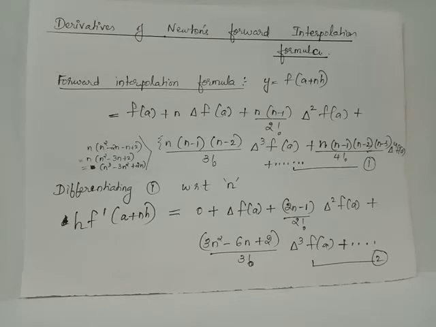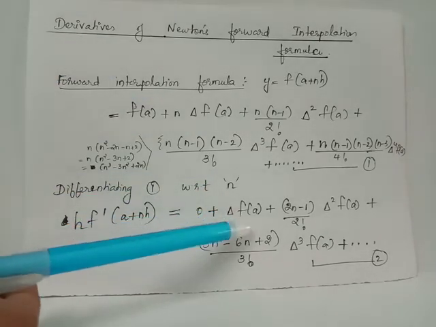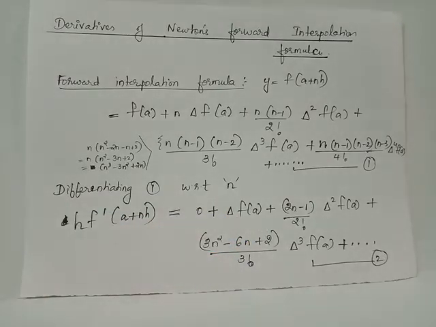If you wish to find the second order derivative, we will again differentiate equation 2 with respect to n. We will have f''(a + nh) multiplied by h² equals: the derivative of Δf(a) with respect to n will be 0. The derivative of (2n - 1)/2! with respect to n will give us 1. Therefore, the second term will be Δ²f(a) whose coefficient is 1, and the derivative of the next term will be (6n - 6)/6, which can be written as n - 1.